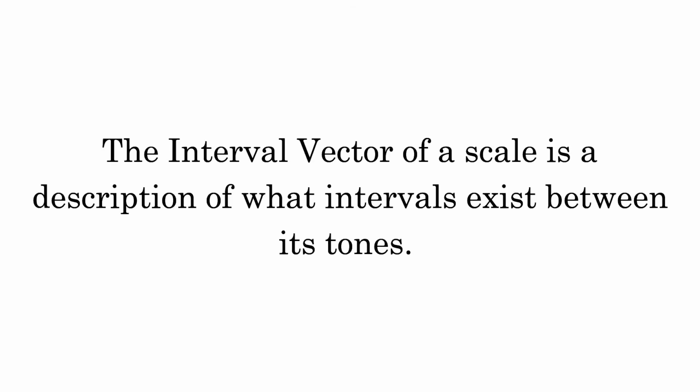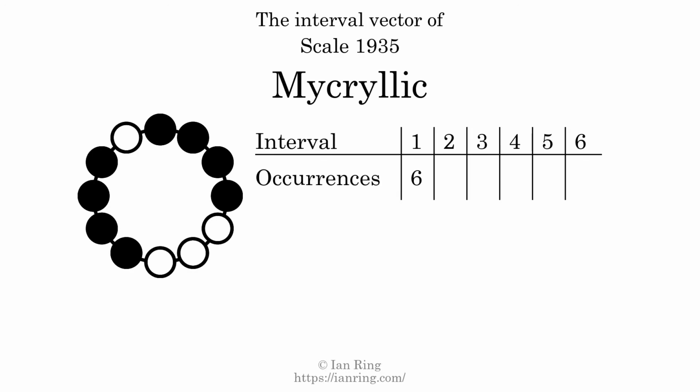The interval vector of a scale is a description of what intervals exist between its tones. There are 6 intervals with the size of 1 semitone. They are here, here, here, here, here, and here. There are 5 intervals with the size of 2 semitones. They are here, here, here, here, and here. There are 4 intervals with the size of 3 semitones. They are here, here, here, and here.